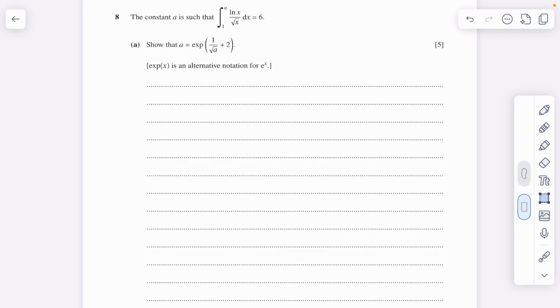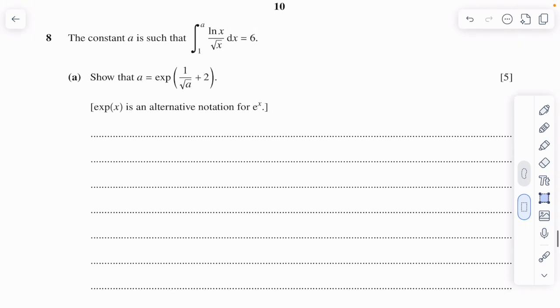Alright guys, now for number 8 we've got the following question. The constant a is such that the integral of ln x over root x dx between 1 and a is equal to 6. Okay, and it wants us to show that a is equal to e to the power of 1 over root a plus 2.